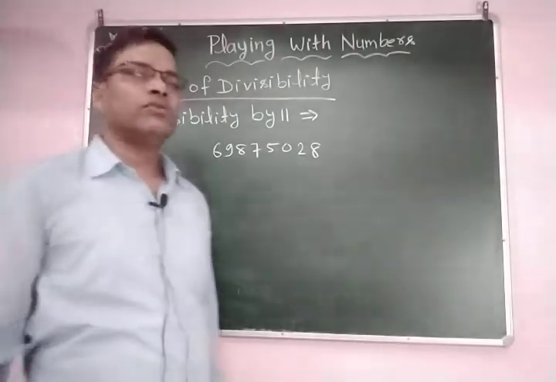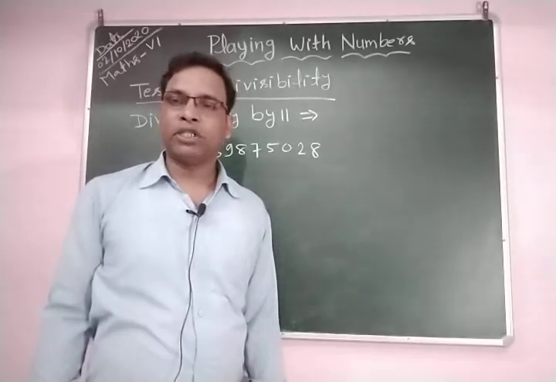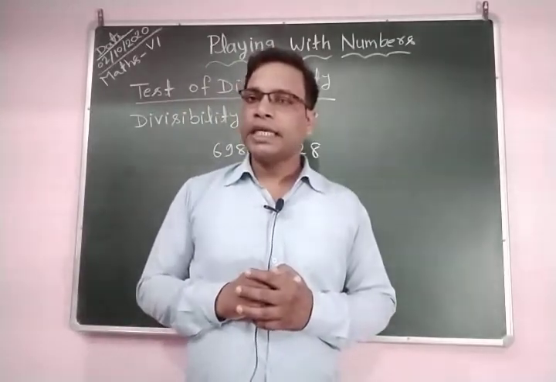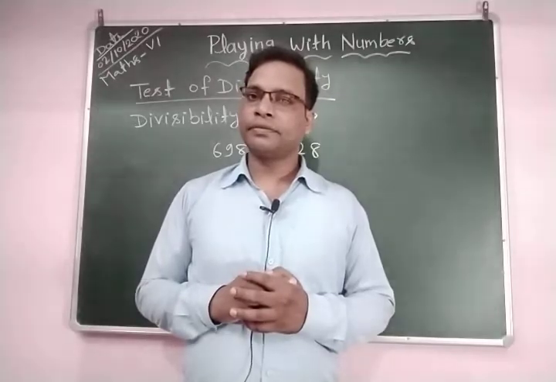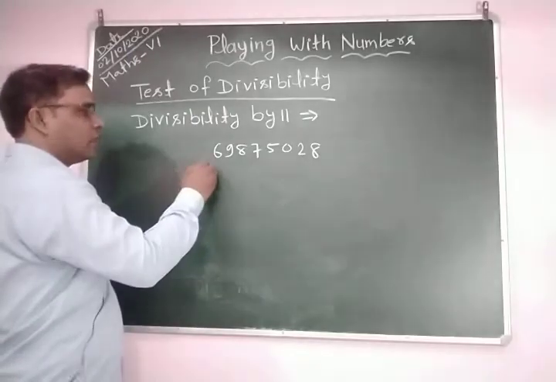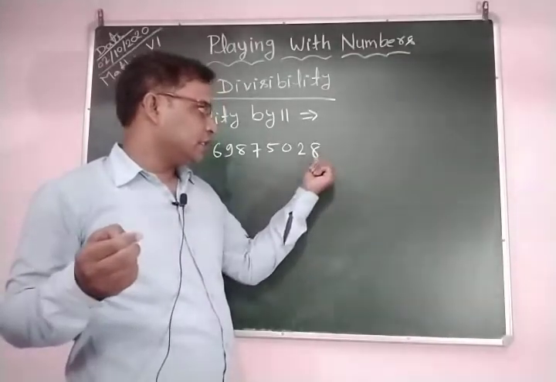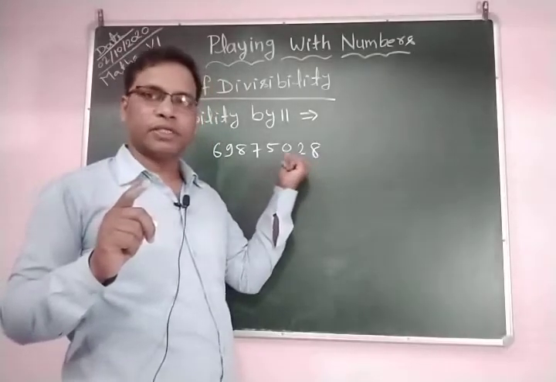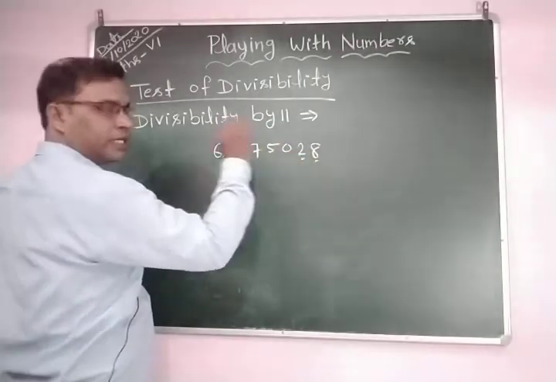How can you find out? First we find the sum of digits at even places and the sum of digits at odd places. After this we find their difference. If the difference is either 0 or divisible by 11, then you can say the number is divisible by 11. So first we find the sum of digits at even places and odd places. We start from the right: odd place, even place, odd place, even place. Odd place, even place, odd place, even place.